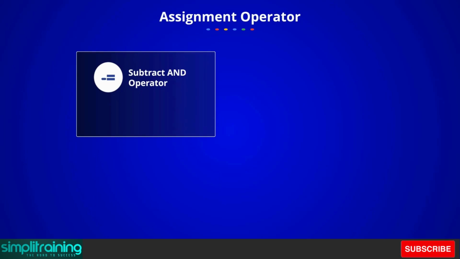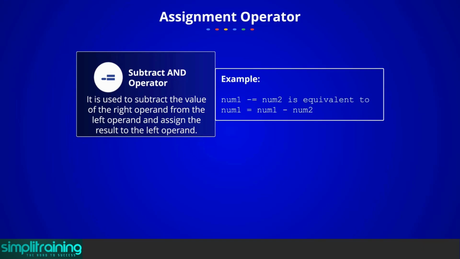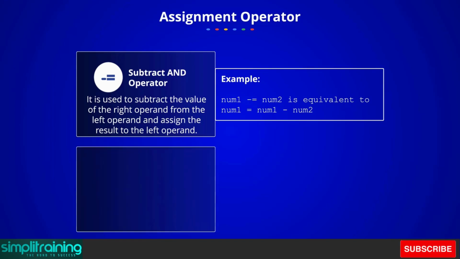Subtract AND operator. It is used to subtract the value of the right operand from the left operand and assign the result to the left operand. Example, num1 -= num2 is equivalent to num1 = num1 - num2.